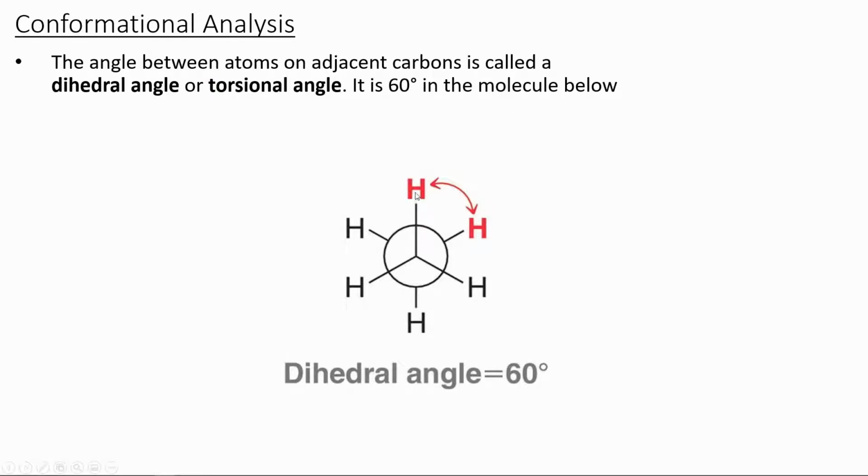So the angle that we have between the two hydrogens in this Newman projection is going to be the dihedral angle, and so it's going to generally be at 60 degrees in this staggered conformation when all of the hydrogens are as far apart as possible. So this molecule is ethane. On both carbons we have three hydrogens.